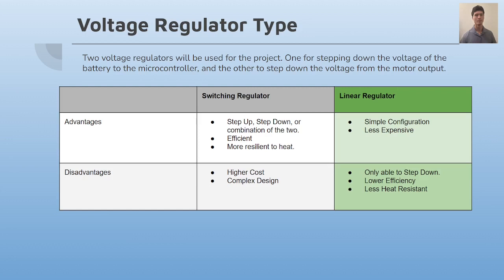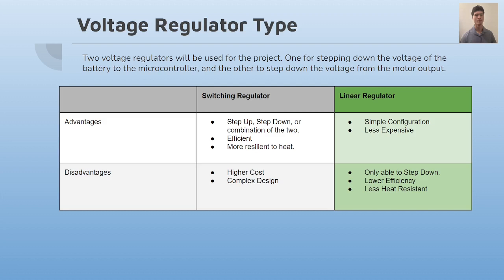The voltage regulators will be used to step down the voltage from the battery to the microcontroller and to step down the output voltage of the motor. There were two types of voltage regulators researched: the switching regulators and the linear regulators. The switching regulators can step down, step up, or do both, and were rated with high efficiency and heat resistance. The linear regulators can only step down voltages, but are simpler to design and less expensive.